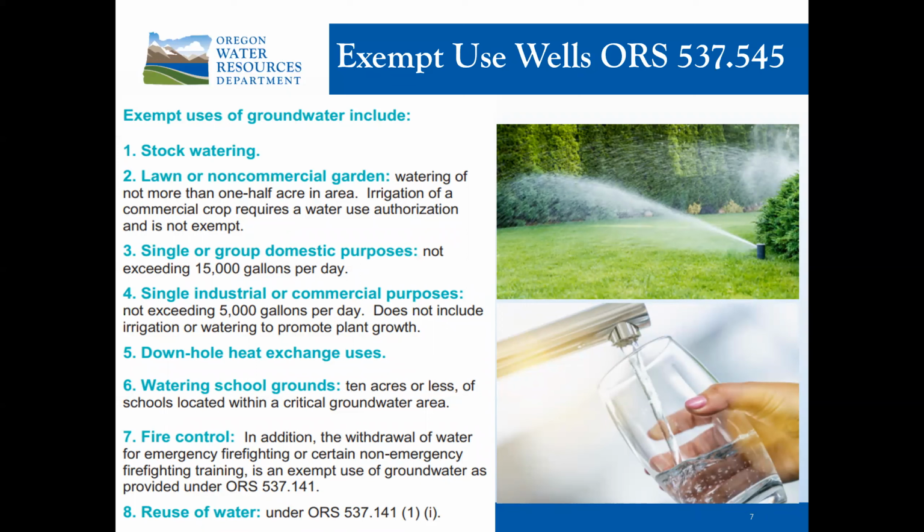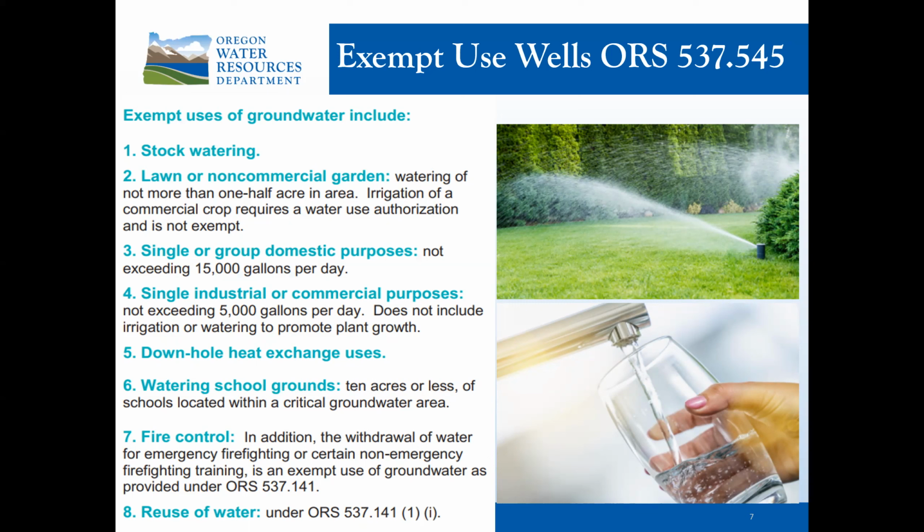When we talk about groundwater use in the state of Oregon, there are many uses allowed from groundwater that do not require a water right. Those uses include stock watering, like filling troughs for horses or cows. You can water up to 1/2 an acre of non-commercial lawn and garden, up to 15,000 gallons a day for group or single domestic purposes, and up to 5,000 gallons a day for commercial purposes that do not include irrigation.